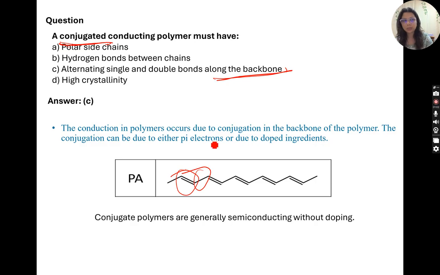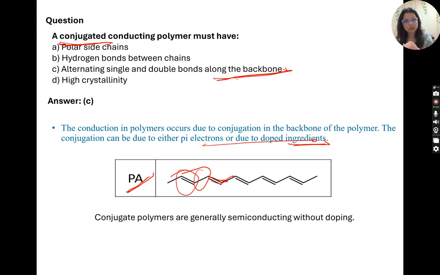And the conjugation can be due to either pi electrons or doped ingredients. An example of this is polyacetylene. PA stands for polyacetylene, a conducting polymer which has a single bond, then a double bond, then a single bond, then a double bond. So it should have conjugations. Conjugated polymers must have this condition.